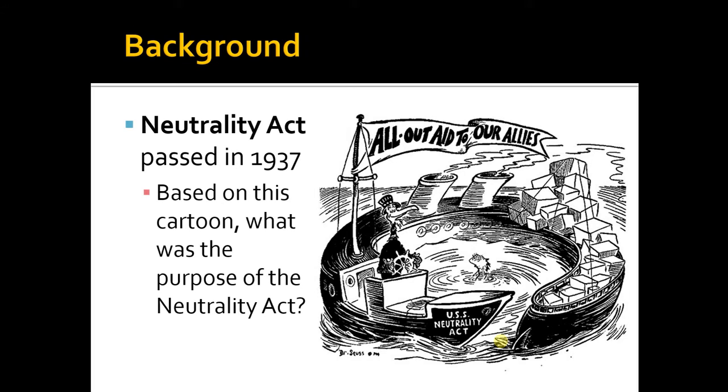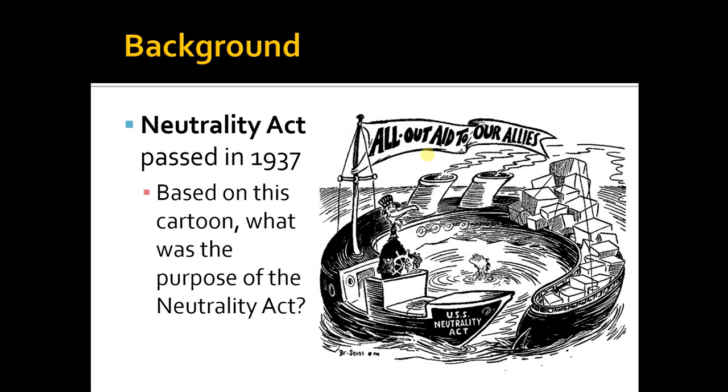So based on this cartoon, what was the purpose of the Neutrality Act? If you look at this cartoon over here, this little bird guy who represents Uncle Sam, the American symbol, is basically driving this ship, which is supposed to carry all-out aid to our allies. But if you look at the shape of the ship, it is round, and if he drives over here, the only thing that can happen is for this ship to go round and round in circles, which means that the aid couldn't possibly be delivered to the Allies itself.